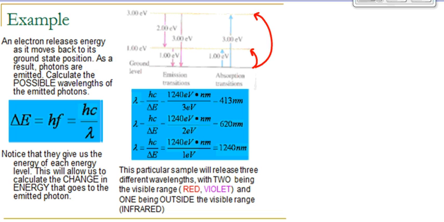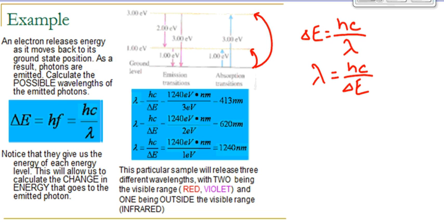Now, in real life, the numbers are usually not this convenient, but it's a good example. So, it says, calculate the possible emitted wavelengths. And your equation is, from before, and if you solve for lambda, so in order to get from 3 electron volts up here to ground state, it has to lose 3 electron volts. And there's 2 possible ways to do that. There's only 2 possible ways to do that.